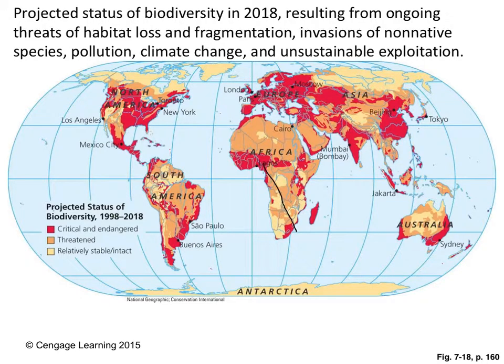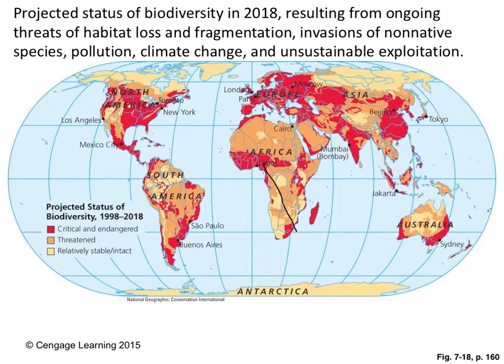This chart actually shows projected status of biodiversity in 2018, which isn't too far away, resulting from ongoing threats of habitat loss, fragmentation, invasions of non-native species, pollution, climate change, and unsustainable exploitation. Many things we need to talk about, yet fragmentation is when you take away part of a forest, for example, you fragment it. Habitat loss is when you take away the place where a creature lives. That's the number one reason they become extinct.